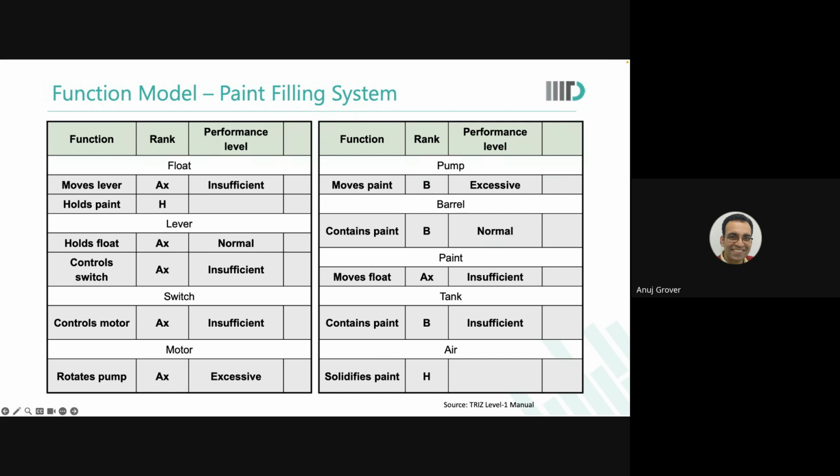I'm getting the result in the opposite direction of the desired direction. Motor starts pumping paint. Function getting out of control. That is excessive or that is insufficient or whatever. Out of control means it is not normal. So think about something. Right now, excessively is not good. Are you able to see this?